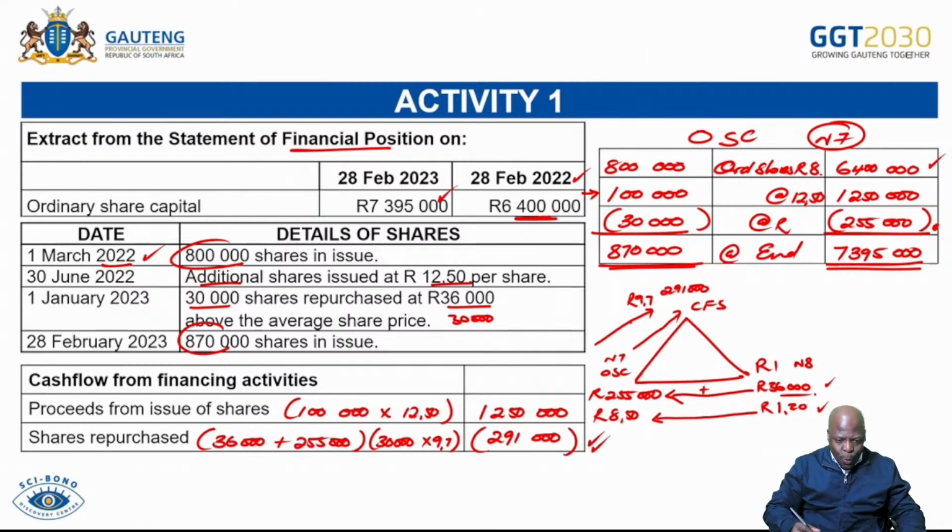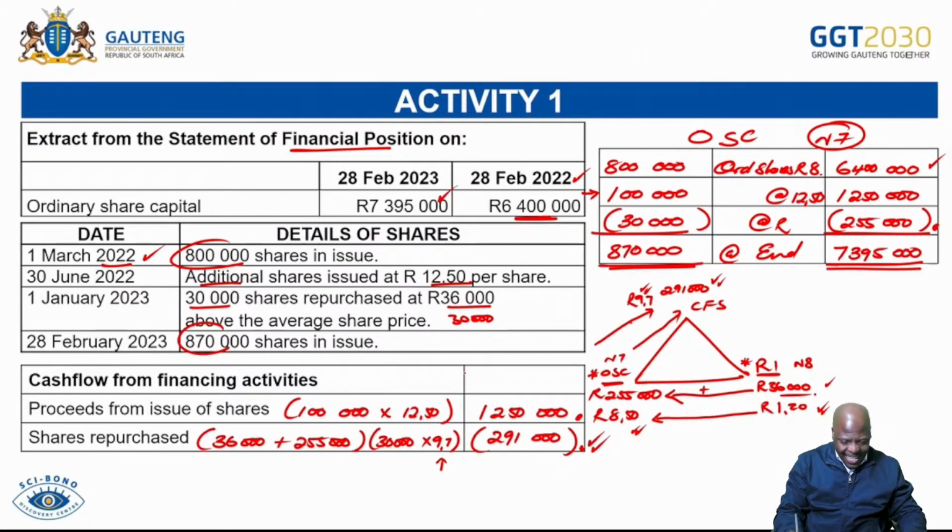So in this case, we had proceeds from issue of shares, cash inflow, and we have the shares repurchased, cash outflow. On the shares repurchased, very key to remember, we are adding the ordinary share capital amount together with the retained income amount. 36 plus 255, 291. 1.20 plus 8.50, 9.70. That is what we use in the cash flow statement.